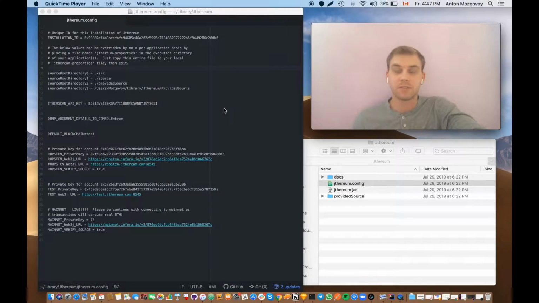Today we're going to discuss a very sensitive topic, the topic of private keys. Everybody who operates on blockchain, not just the Ethereum blockchain, understands the criticality and the necessity to make sure that the private keys remain private. So how do we handle this process in Jthereum?